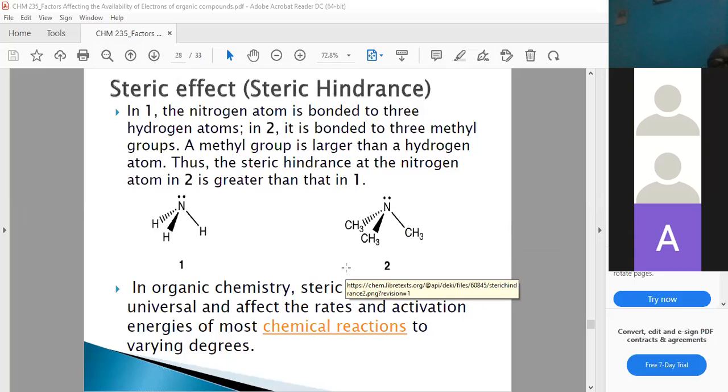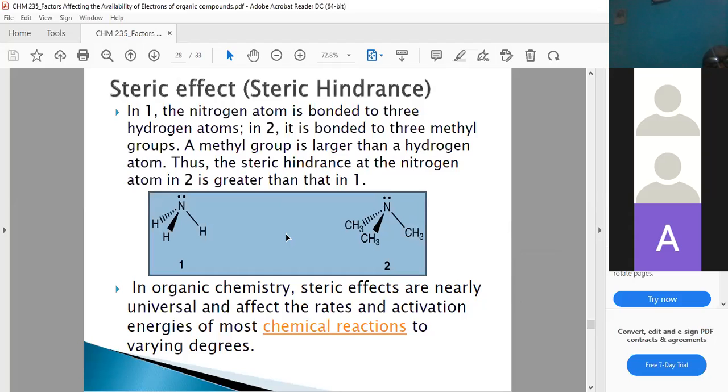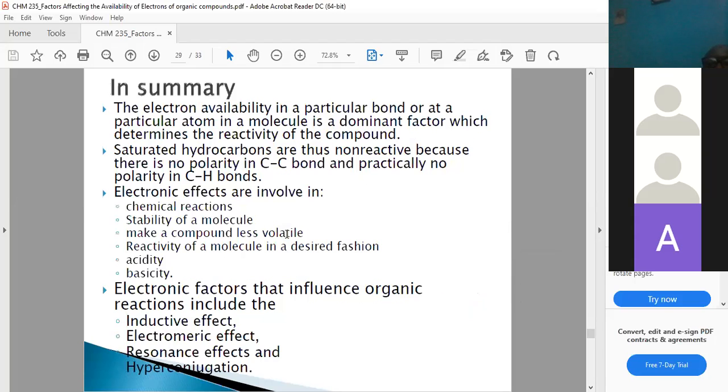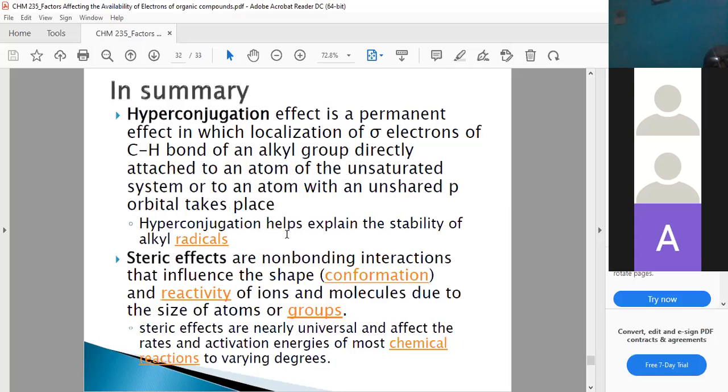So in any molecule where you have what we can describe as overcrowding, you expect steric effect to operate. And these are the factors that we discussed that affect availability of electrons. What comes next is just the summary of what we have been discussing all along.